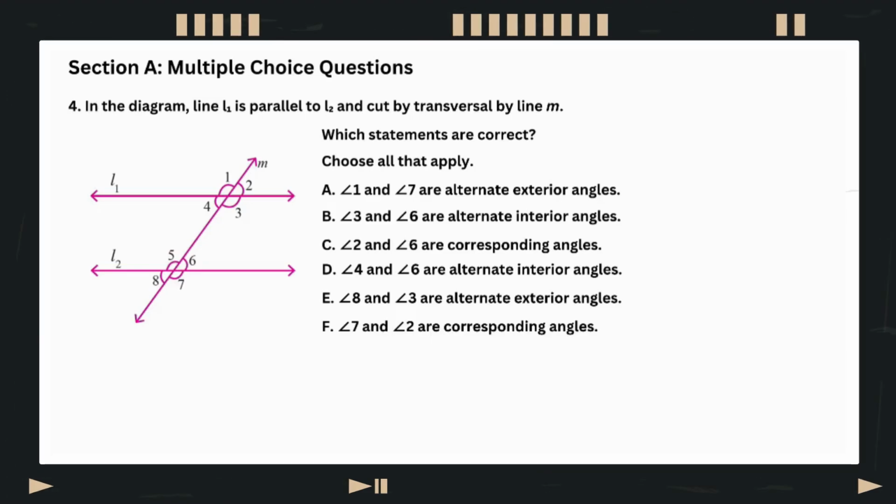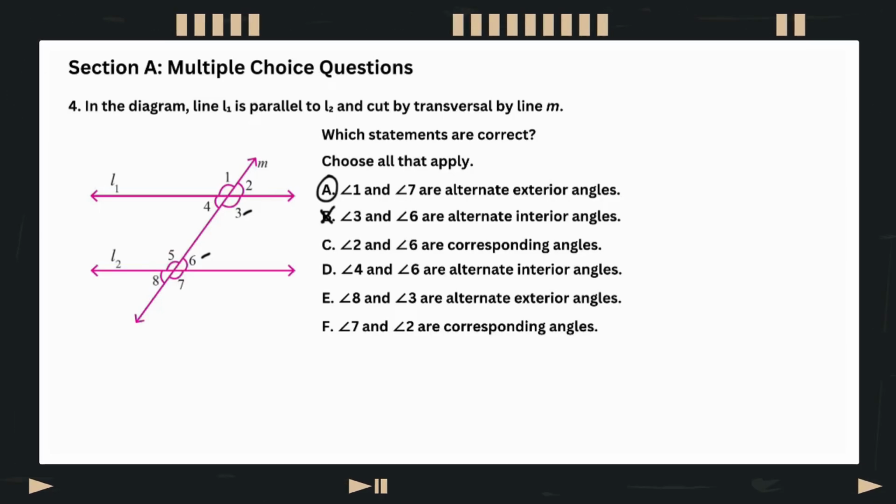Yes, because angle 1 and angle 7 are exterior angles and they are alternate to each other. Angle 3 and angle 6 are alternate interior angles. This is incorrect. Why is that? They are actually co-interior angles.